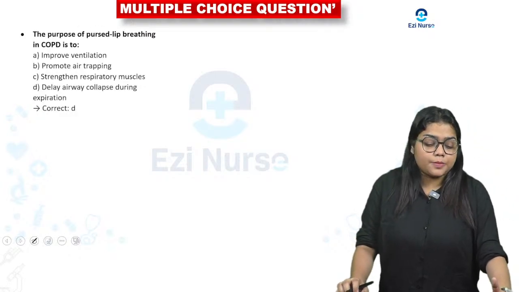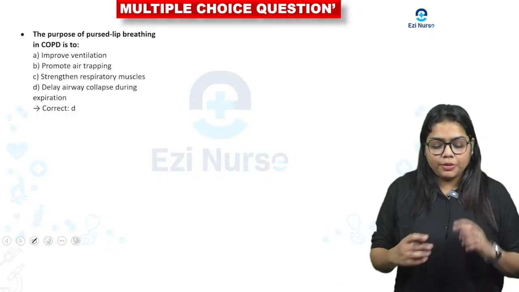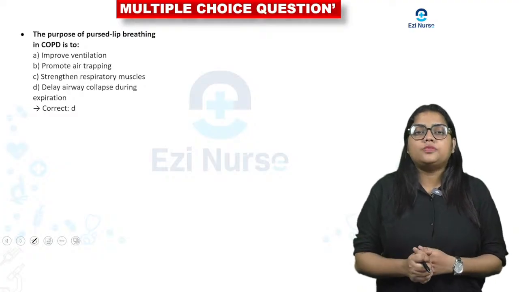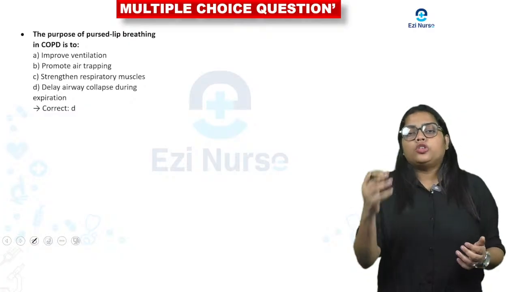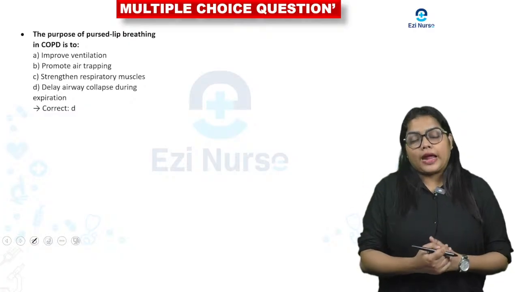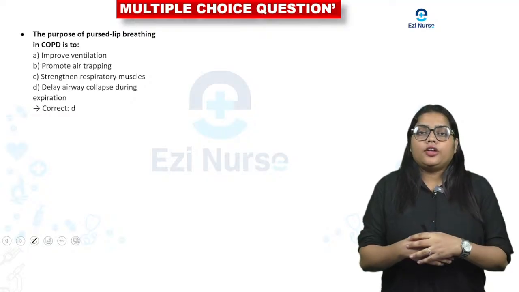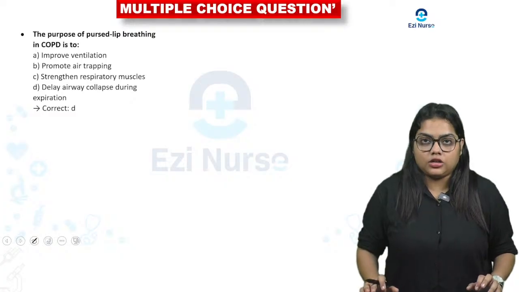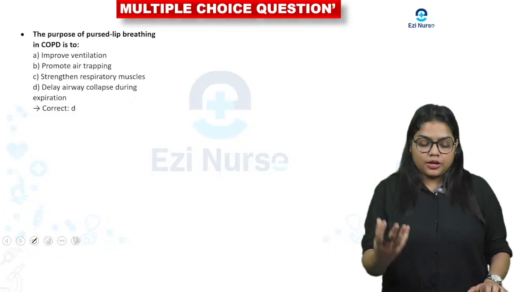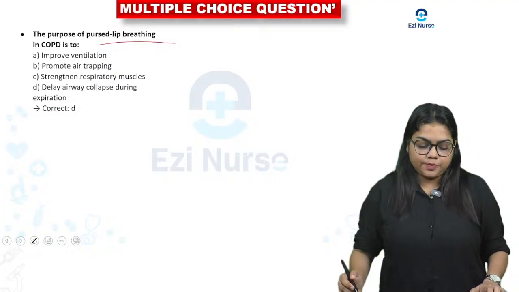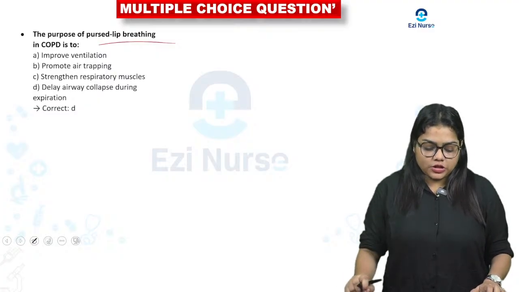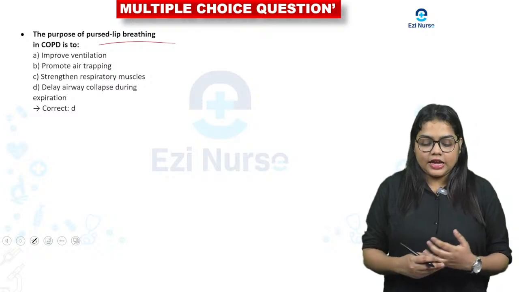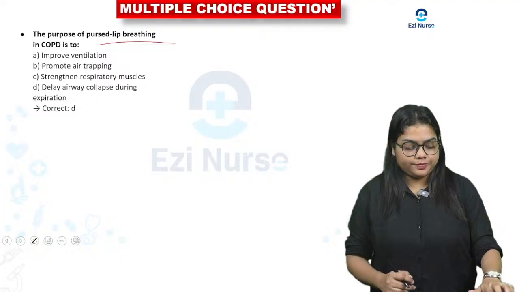The next question is, the purpose of pursed lip breathing in COPD. There is a procedure which helps the patient do breathing practices to improve the health and increase the capacity of the lungs. In between that, there is a procedure called pursed lip breathing. What is the main purpose of this? The answer is option D, which is to delay airway collapse during expiration.